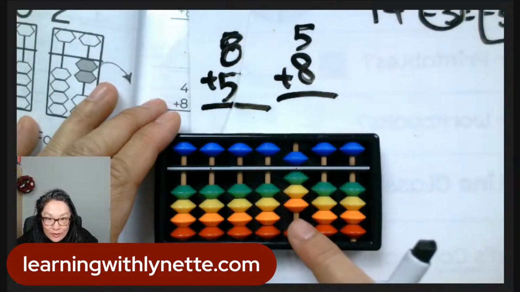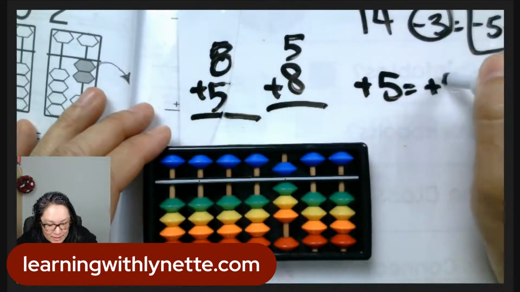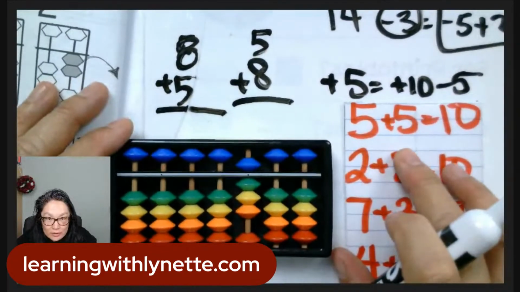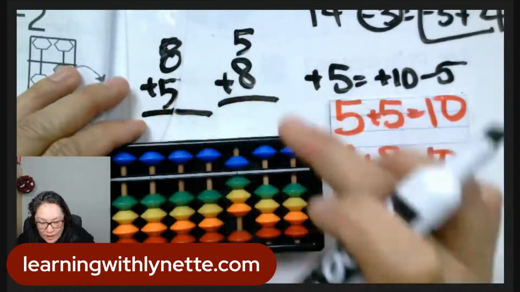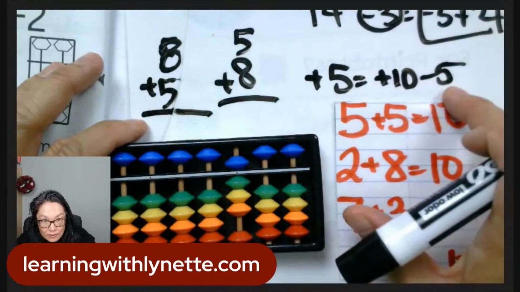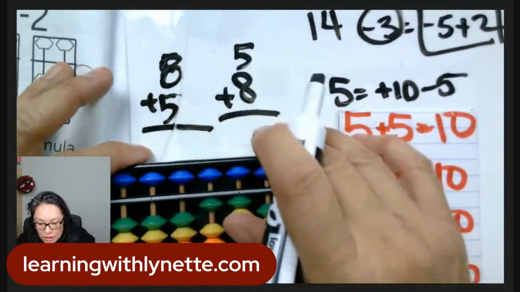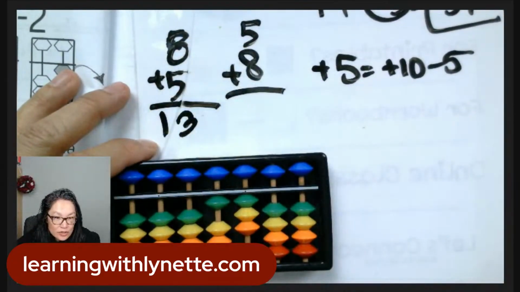This is 8, right? We add 8, we have the 5. Plus the 5, we know is plus the 10 minus the 5, right? We know that this is the formula, right? We just modified it. So what do we do? We plus the 5 is equal to plus the 10 minus the 5. Plus the 10, take away the 5. So my final answer is 13. So again, what we're doing is we're not focusing on the destination.